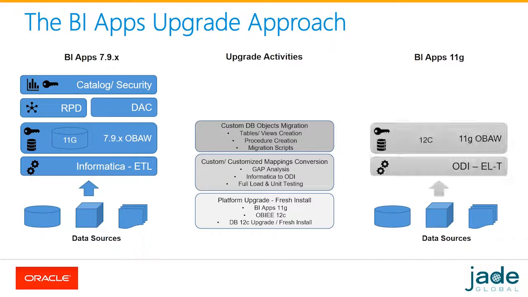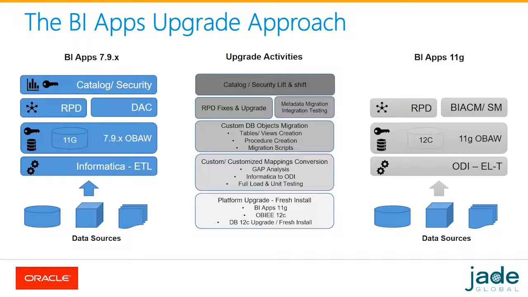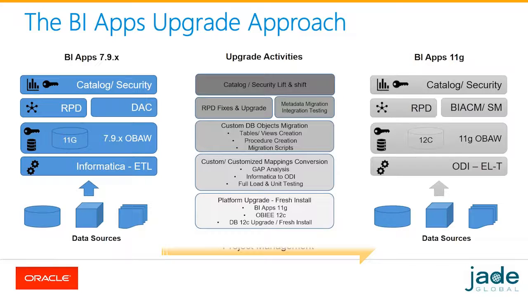By adding ETL and data warehouse components, it will help us upgrade your ODI and OBAW, which is your data warehouse components. And finally, we merge RPDs and migrate DAC components to functional and configuration setup manager in BI apps 11G. And not to forget, the entire process is encapsulated by Jade's proven management framework to maintain dependencies between the customer IT team, Jade team, and in many cases, Oracle teams as well. Now, let's drill into the details of the components that actually convert the mappings.